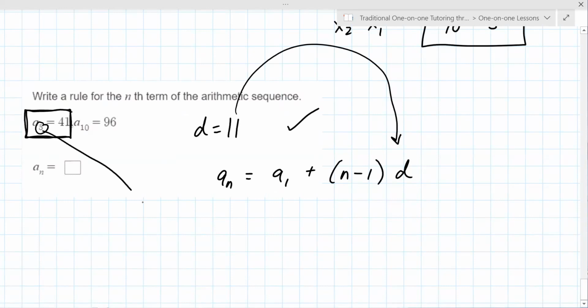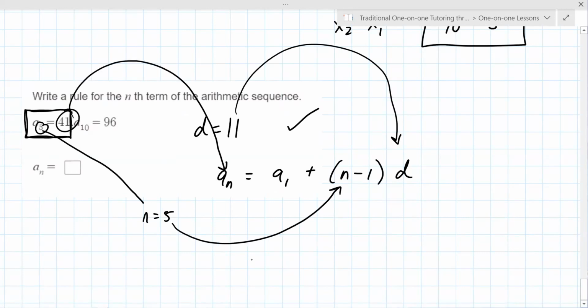That 5 means that N is 5. So that's going to go here. The 41 always goes in this position here. So 41 equals A1 plus 5 minus 1 times 11. And now it looks a lot like what we were doing in questions 1 through 4.